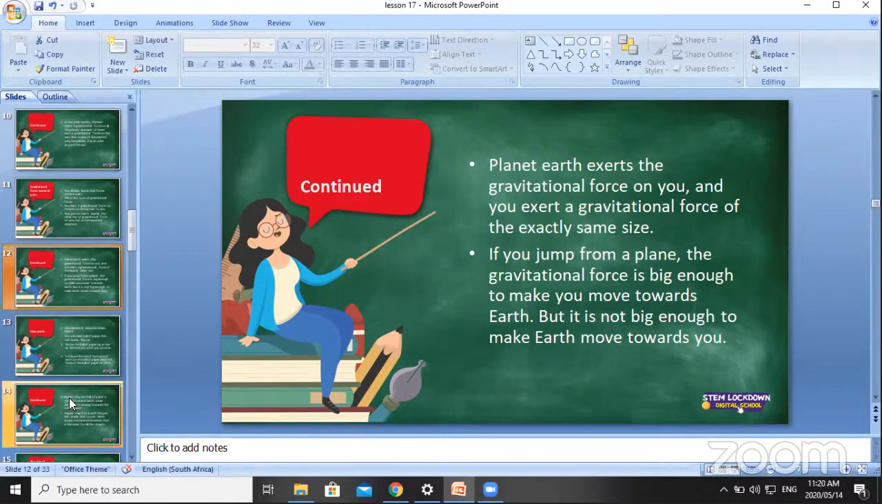So when you go up, your force is not much of a force to actually pull Earth to come to you, but the Earth's force is bigger for it to pull you to come down. For example, if you take a stone and then you throw it up, you will see the difference. So that means the Earth will have more gravitational force to pull the stone down, but the stone will have less gravitational force to pull the Earth up. I hope I'm making sense.